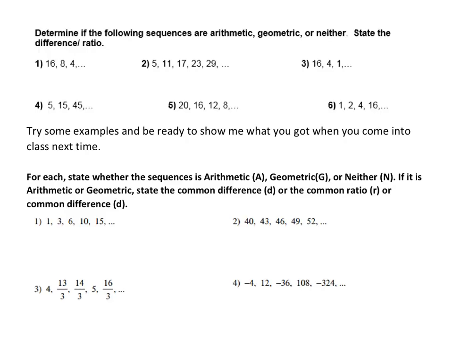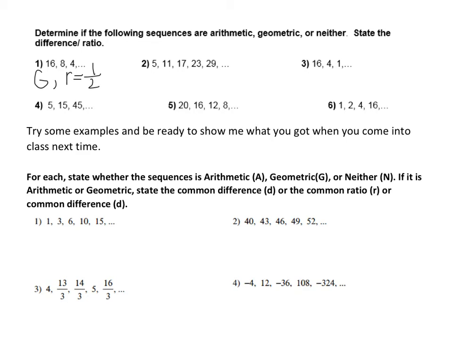So let's look at some examples. We're going to determine if the following sequence is arithmetic, geometric, or neither. We'll just put A, G, or N. And if it is arithmetic or geometric, we're going to state the difference or the ratio, D or R. If you look at the first one, 16 minus 8 is 8, but 8 minus 8 isn't 4, so it's not arithmetic. However, 16 times 1/2 is 8, 8 times 1/2 is 4. So this is a geometric sequence with a common ratio of 1/2, because that's what you're multiplying by to get the next term.